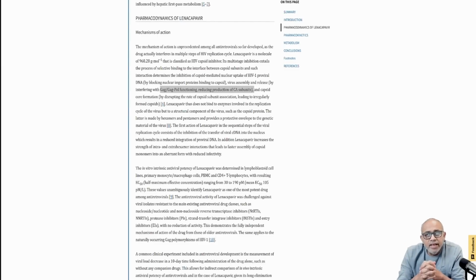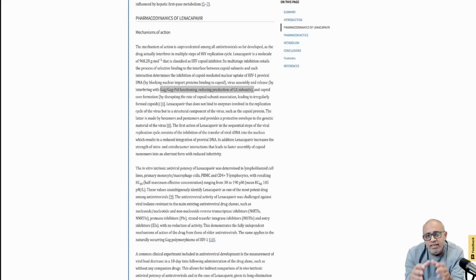Lenacapavir is a groundbreaking HIV treatment because it works in a completely new way compared to traditional antivirals. Unlike drugs that target the virus's enzymes, lenacapavir focuses on the capsid protein, a key structural element of the virus. The capsid acts as a protective shell around the virus's genetic material. It's made up of proteins that form structures called hexamers and pentamers, and these subunits interact with each other to maintain the capsid's shape and function.